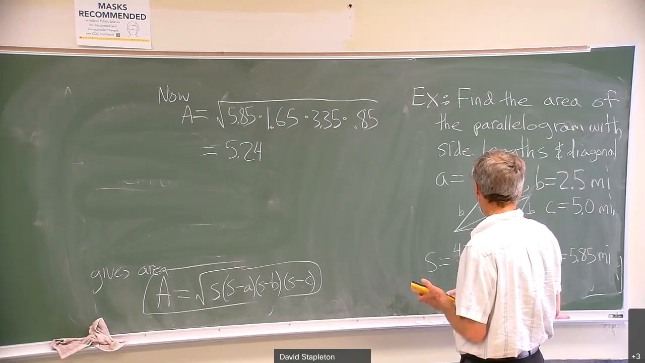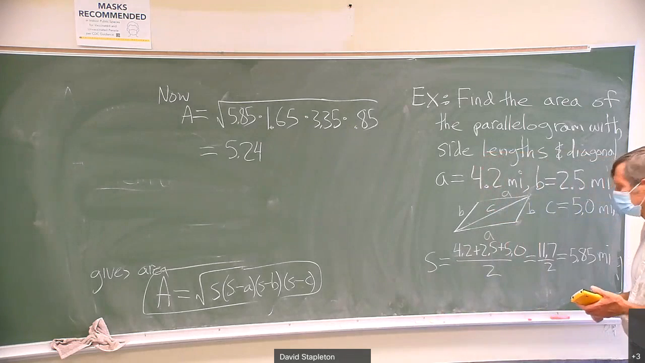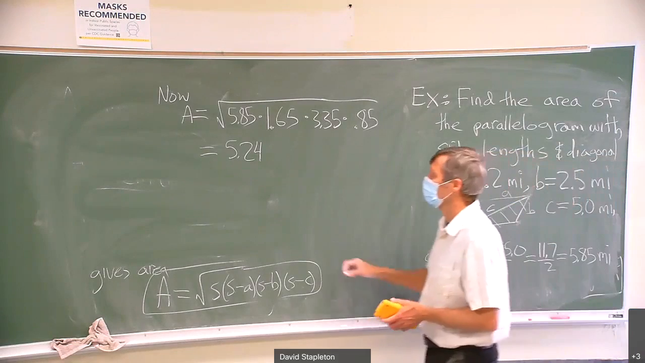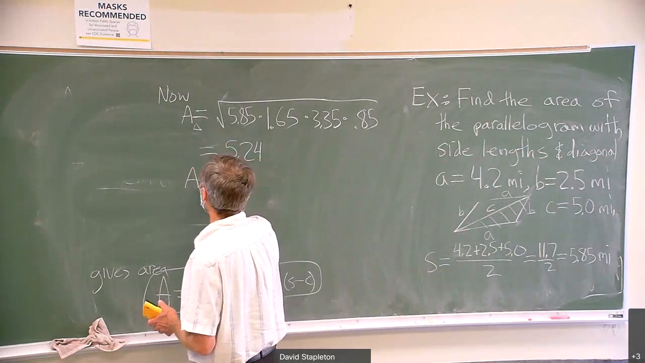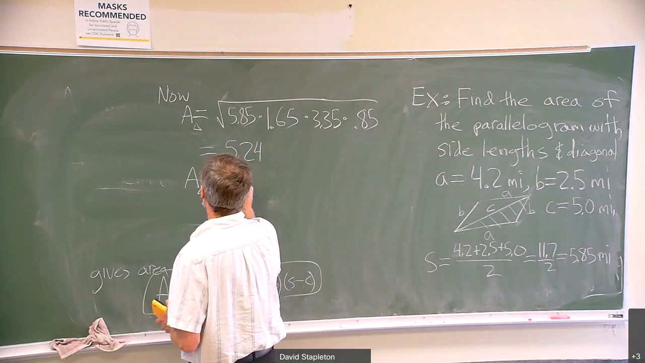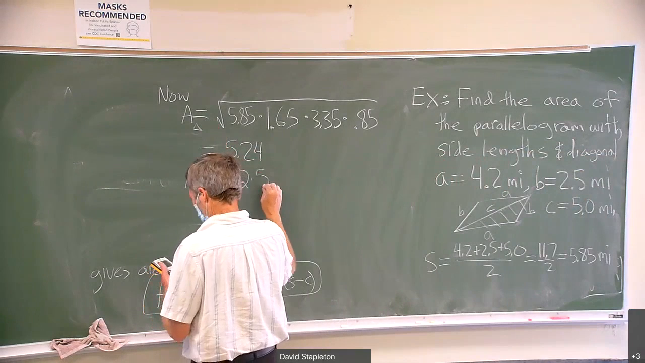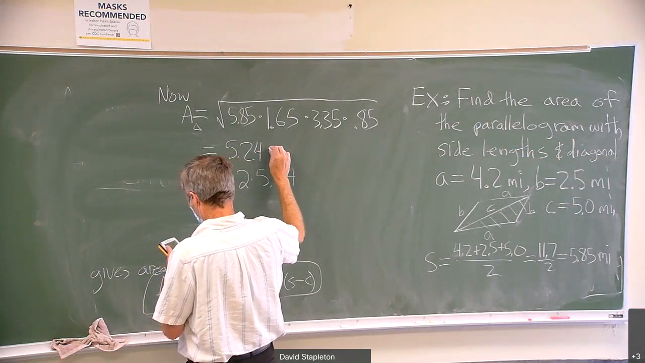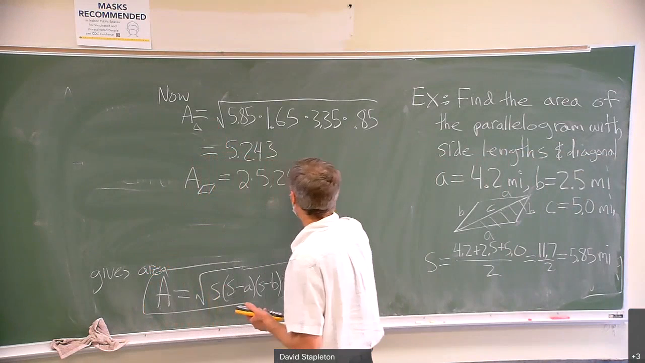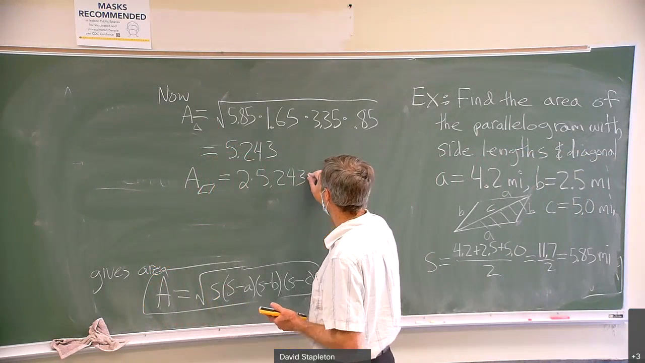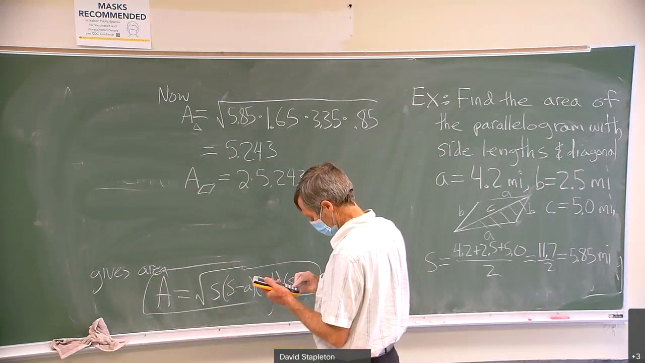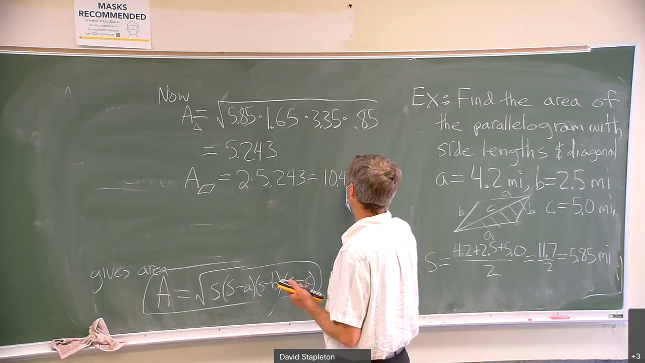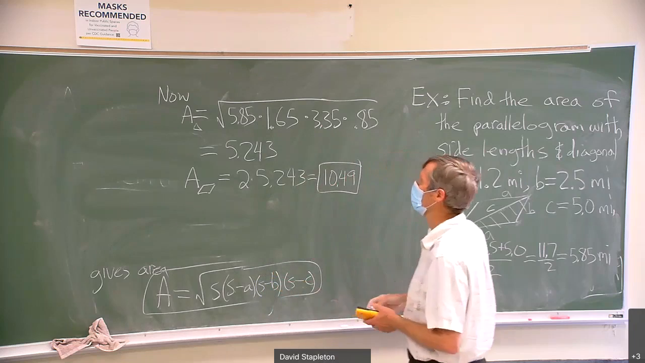What's wrong with that? Yeah, this is the area of the triangle. So this is the area of the triangle. And now you want the area of the parallelogram, which is what we asked for. It will just be twice 5.24. We'll put one more digit, 5.243, and get 10.49. So there's the area of the parallelogram.